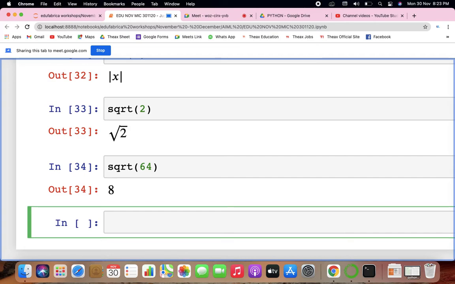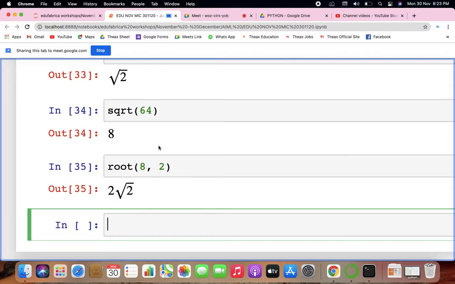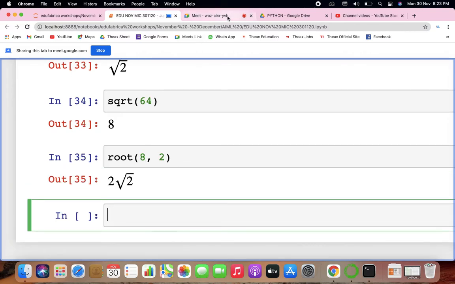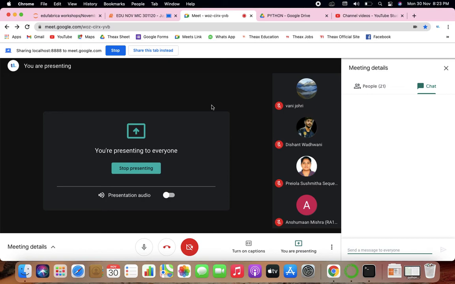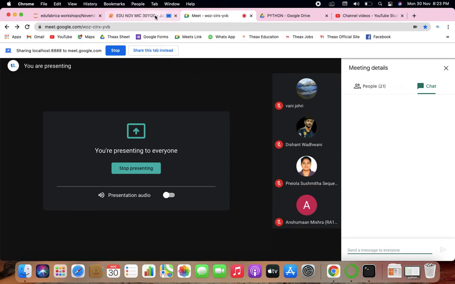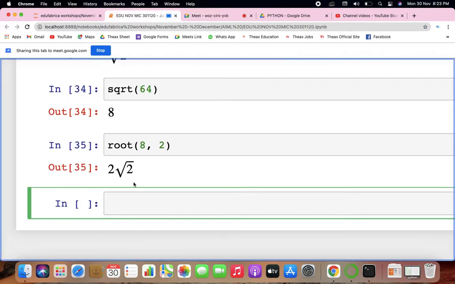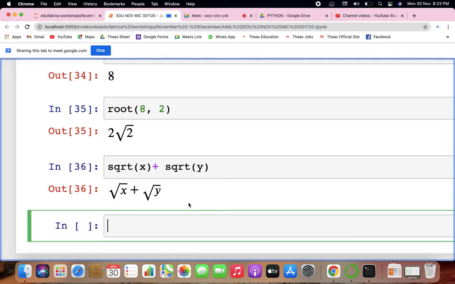If I say root 8, square root of 8, right? That will be 2 root 2, using the simplification, factorizations, all the other things that come. Okay, so if I say root x plus root y, that would be sqrt. Now it is defined that root x plus root y would be equal to something that we'll be learning ahead.